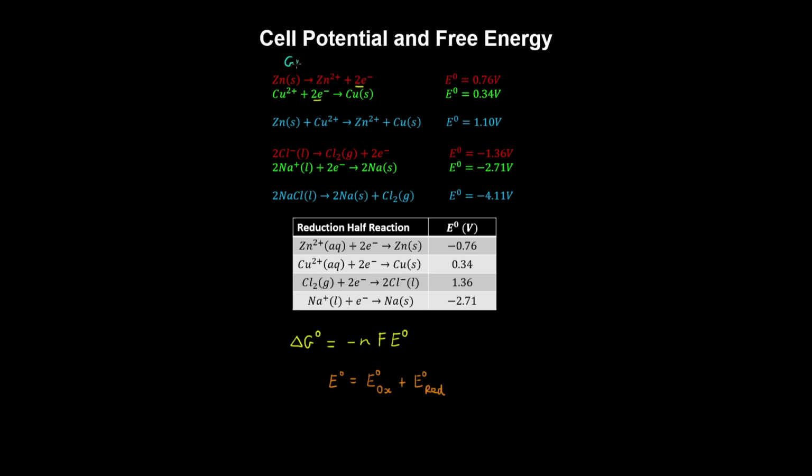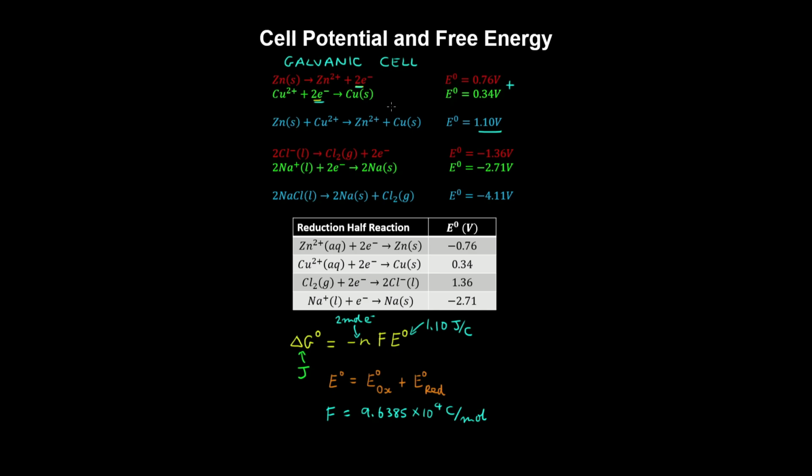So for example, for this galvanic cell, E0 is 1.10 volts, which is the same as joules per coulomb, and we have 2 moles of electrons per mole of reaction, and Faraday's constant is 9.6385 by 10 to the 4 coulombs per mole. So when the units cancel, the result here will be in joules.